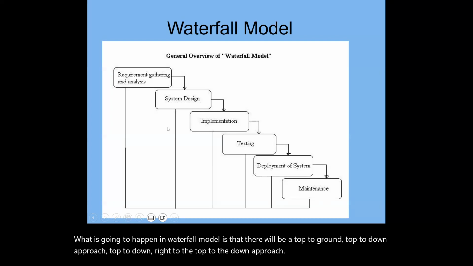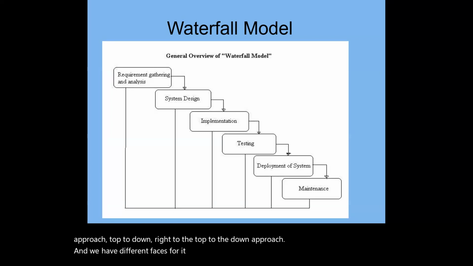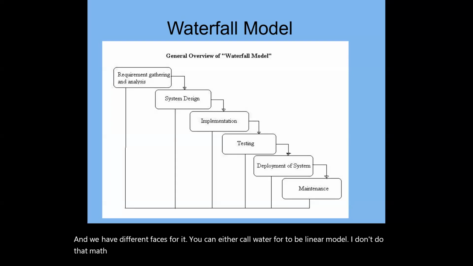We have different phases for it. You can either call waterfall a linear model. I don't know that in mathematics. Maybe I know, you say mathematics. What is linear? What do you mean by linear? Linear just means straight line. Straight line, okay? So this is also a linear model.